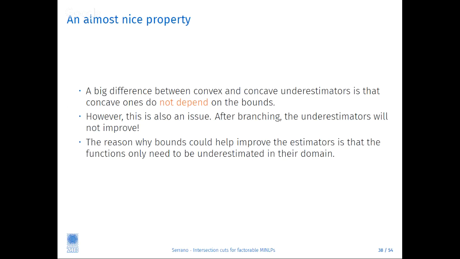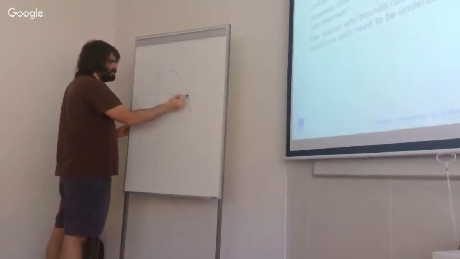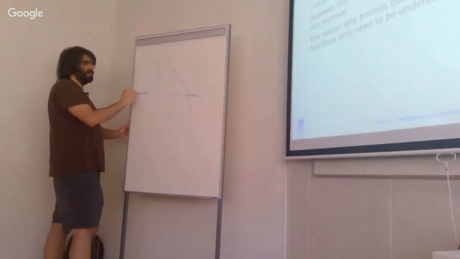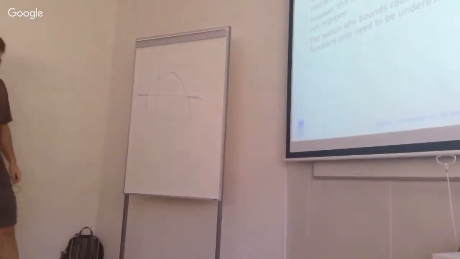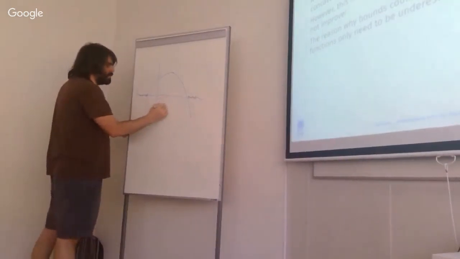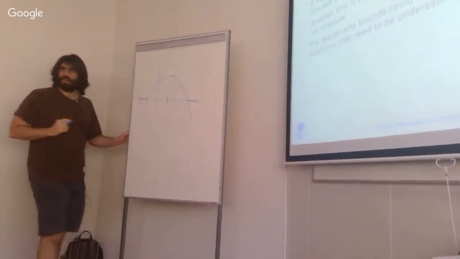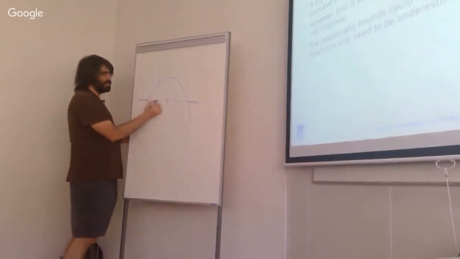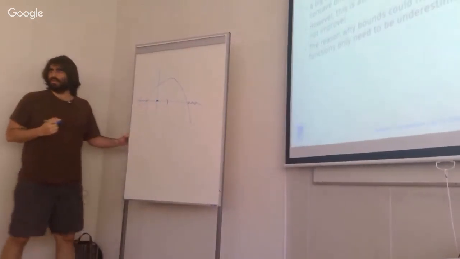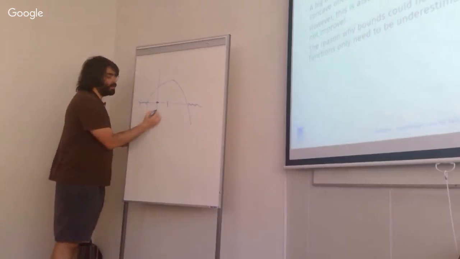Suppose, 1D examples are not so good, but okay. Suppose we have a function like this, and the feasible region would be this here. Say the bounds are between here and here. And we get this solution here, and we're computing the intersection cut. So we have some ray pointing in that direction.